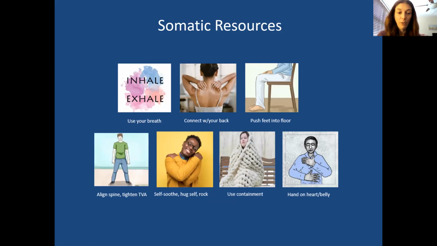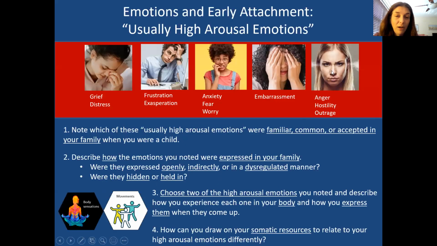All right. You could self-soothe by hugging yourself or rocking yourself. That might make your emotions a little calmer. Use containment resources such as wrapping yourself in a blanket, putting your hand on your heart and your belly to kind of center yourself. Okay, so things like that could be somatic resources you could use to regulate your high arousal emotions and relate to them in a different way than maybe you're used to. Maybe you developed a habit of doing certain things and it helps you change a habit by putting something new in place.